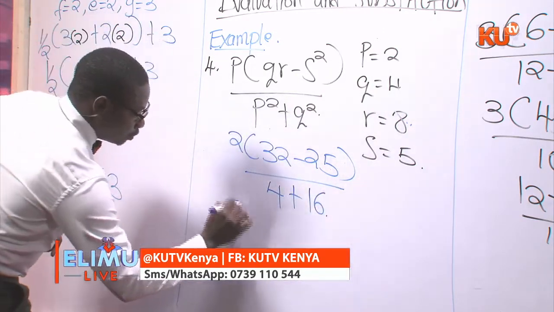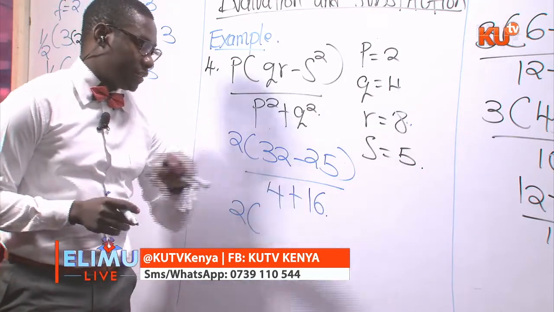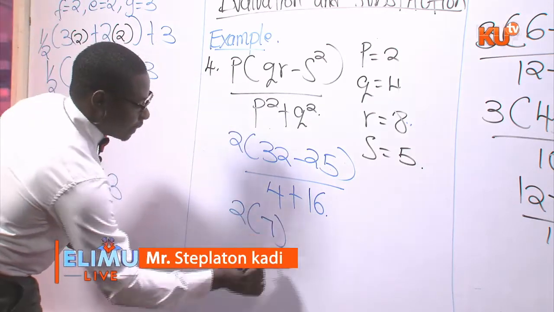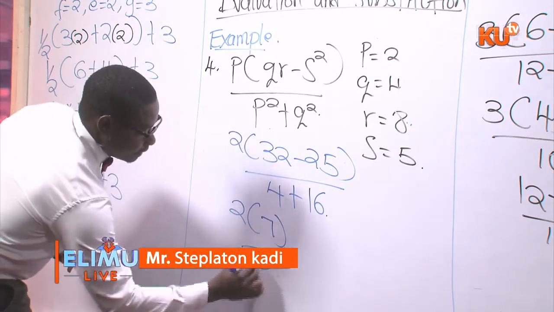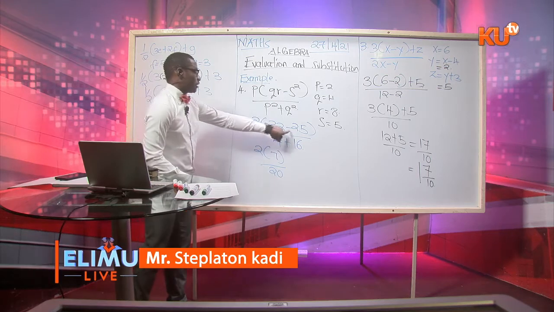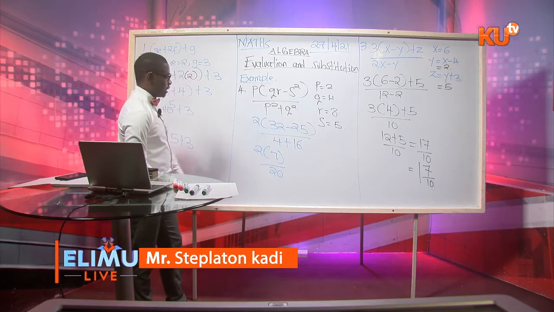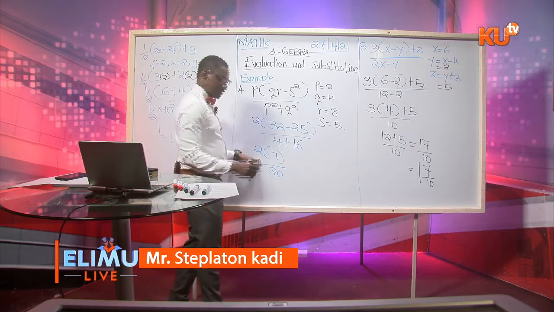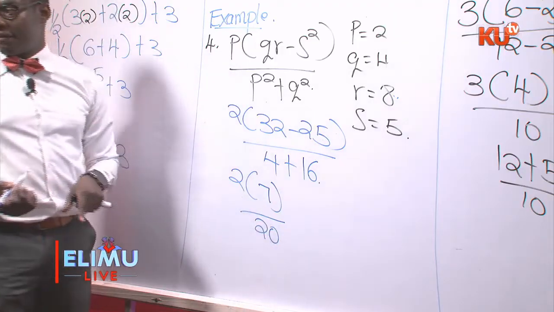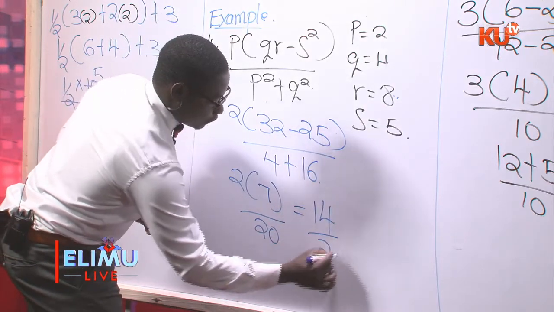So we have 2 into brackets. We take away 32 minus 25. 32 minus 25, that is 7. Into brackets, 4 plus 16, that is 20. So we solve this part. 32 minus 25 is 7. So we have 2 into brackets, 7. So 2 into brackets, 7, simply means we take 2 and multiply by 7. So when we take 2 and multiply by 7, we get 14 over 20.